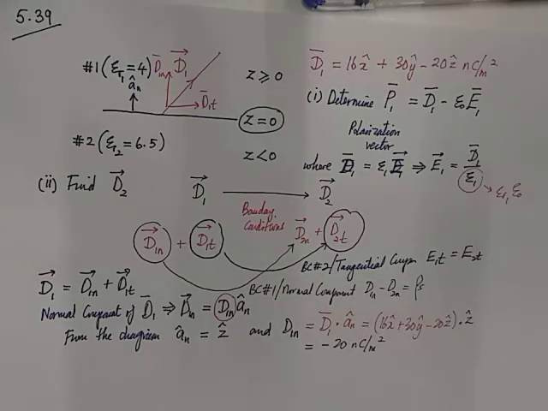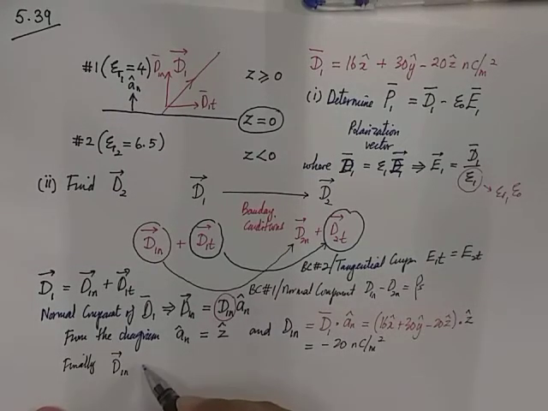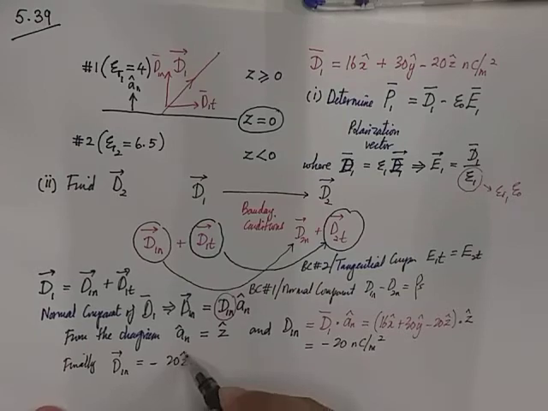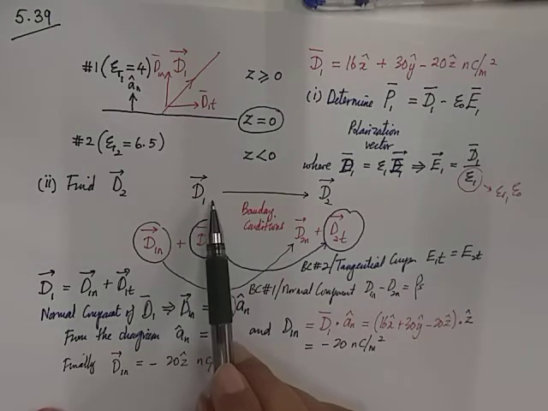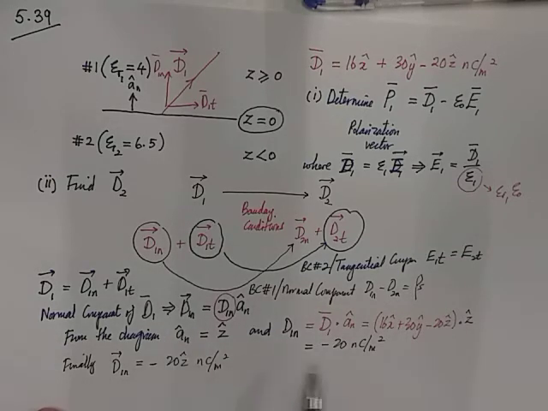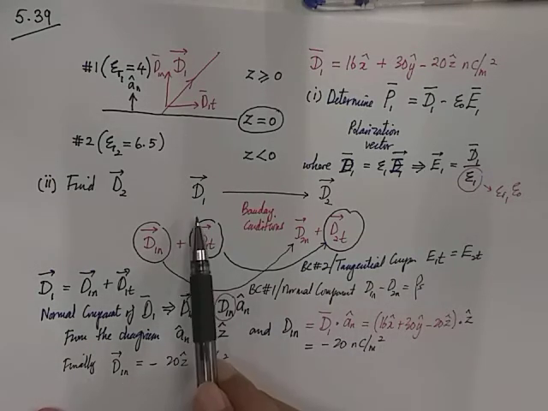So what is vector D1N? Sorry, so now finally, we are saying the D1N vector is equal to the magnitude multiplied by the direction, which is minus 20 z direction nano coulomb per meter squared. So we have completed the task of extracting the normal component from D1. Please repeat this method when you want to extract the normal component for a given field.